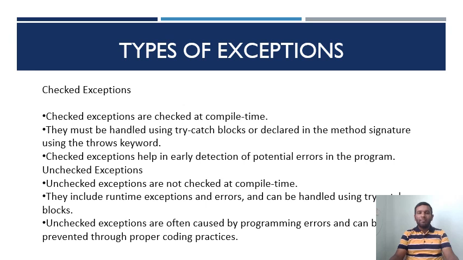The second type is unchecked exceptions. Unchecked exceptions are not checked at compile time. They include runtime exceptions and errors, and they can be handled using try-catch blocks. Unchecked exceptions are often caused by programming errors and can be prevented through proper coding practices. These are the two main types of exceptions, a checked exception and an unchecked exception. Let us go to the next slide.